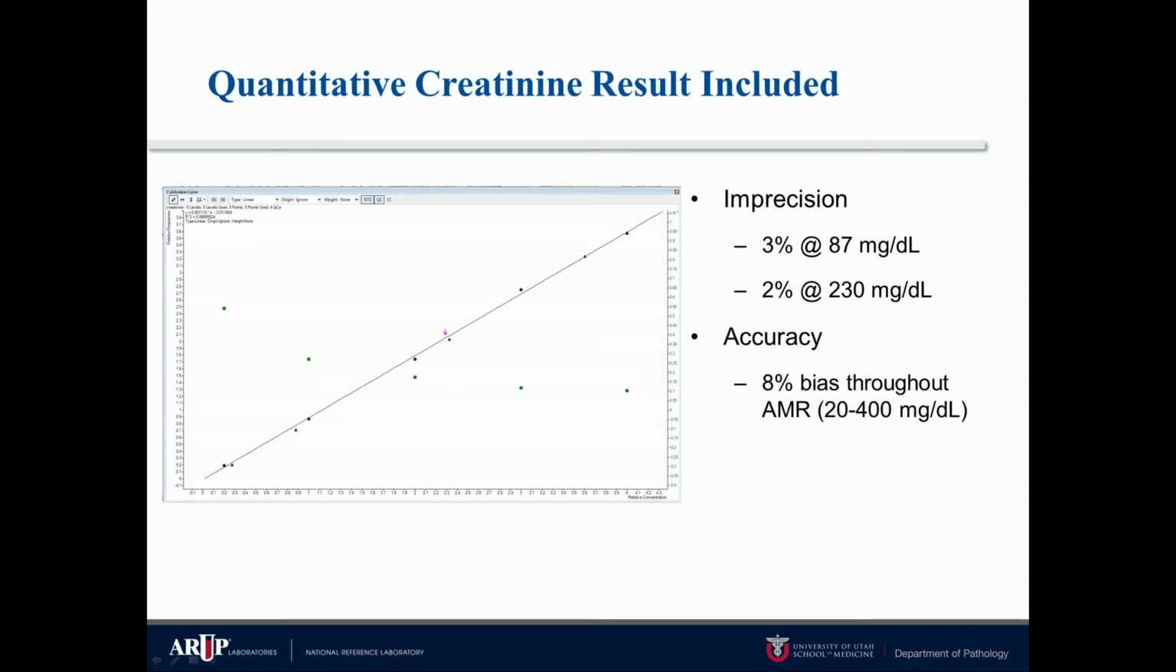And so now we have a mixture of quantitative testing for creatinine, qualitative positive, negative detection for all of the drugs included. The imprecision of the creatinine assay is sitting around 3% at 87 milligrams per deciliter, 2% at 230. You can see the accuracy overall is about an 8% bias throughout the AMR of 20 to 400.